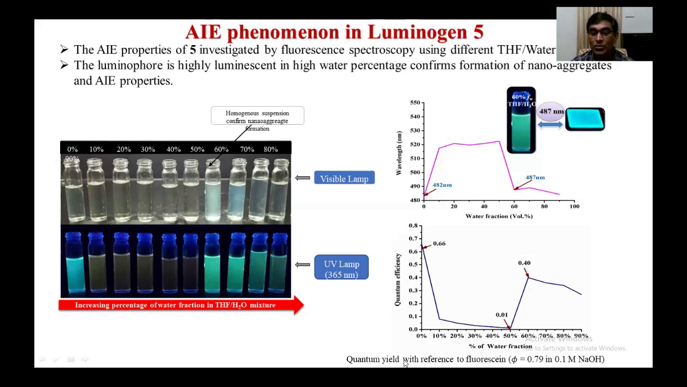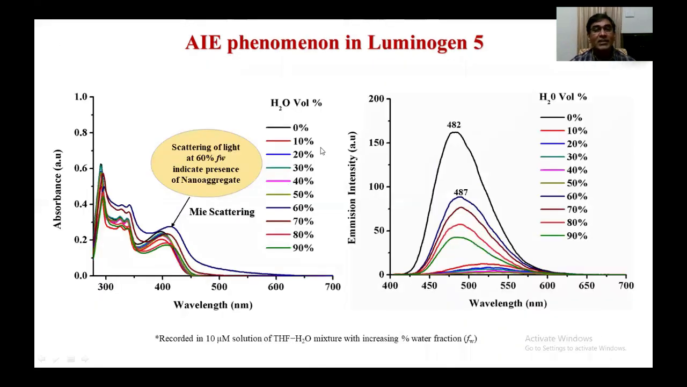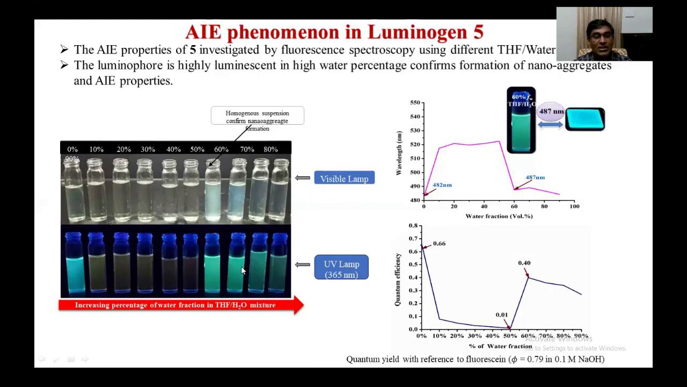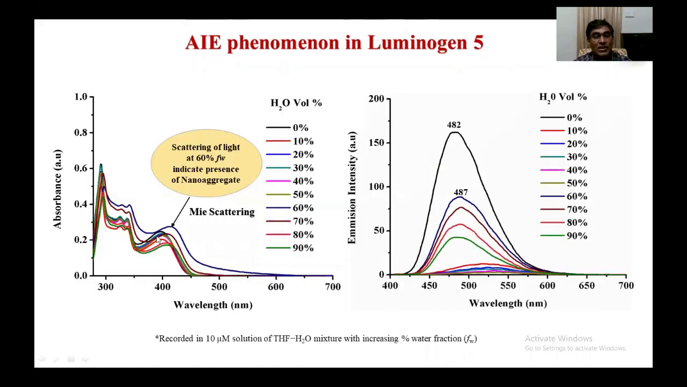So this indicates that the formation of nanoparticles is confirmed by plotting the absorption spectra of all these fractions, up to 90% water fraction in THF. You can see at 60% water fraction the leveling off of the tail, and that phenomenon is called Mie scattering. Scattering of light at this percent of water fraction indicates the presence of nano-aggregates.